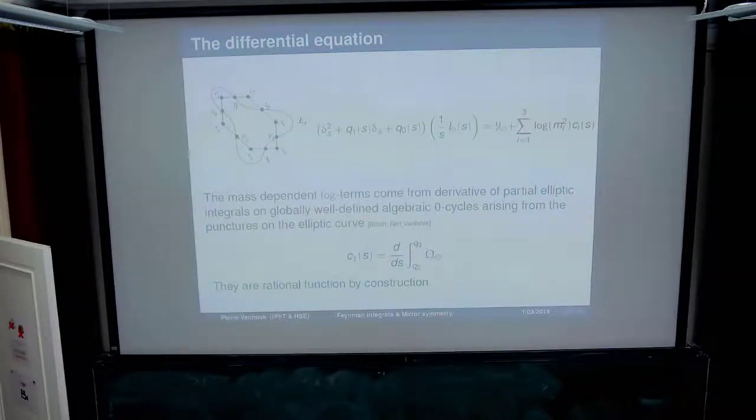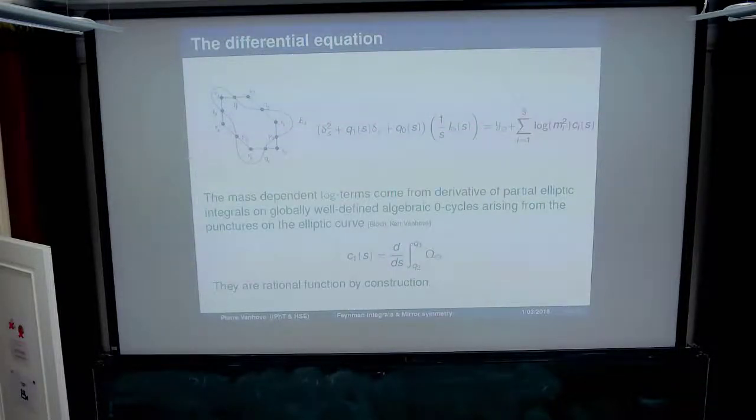Between the point P1 and Q1, it's a two torsion divisor. Between P2 and Q2 is a two torsion divisor. And between P3 and Q3 is a two torsion divisor on my elliptic curve. When all the masses are the same, the points become all of order 6. This is why there's the lemma 1-6.